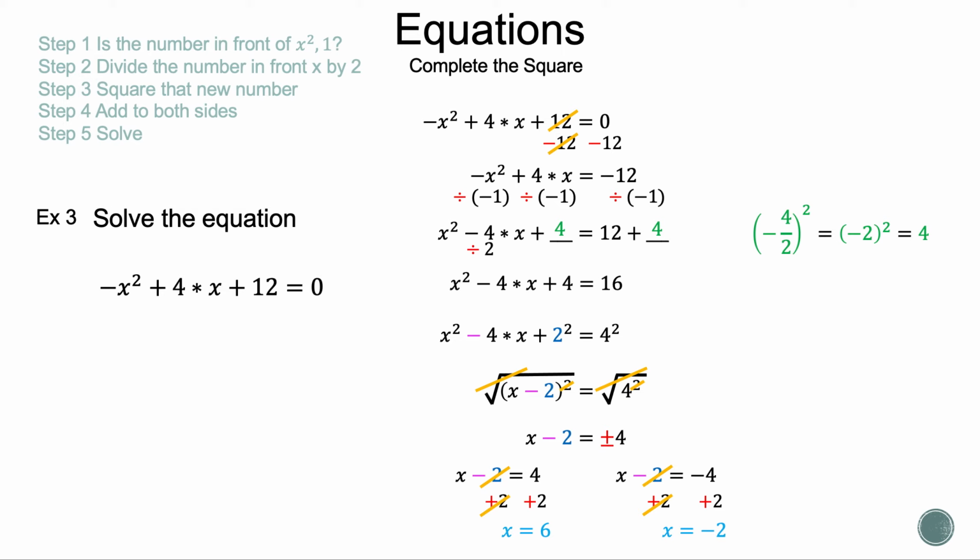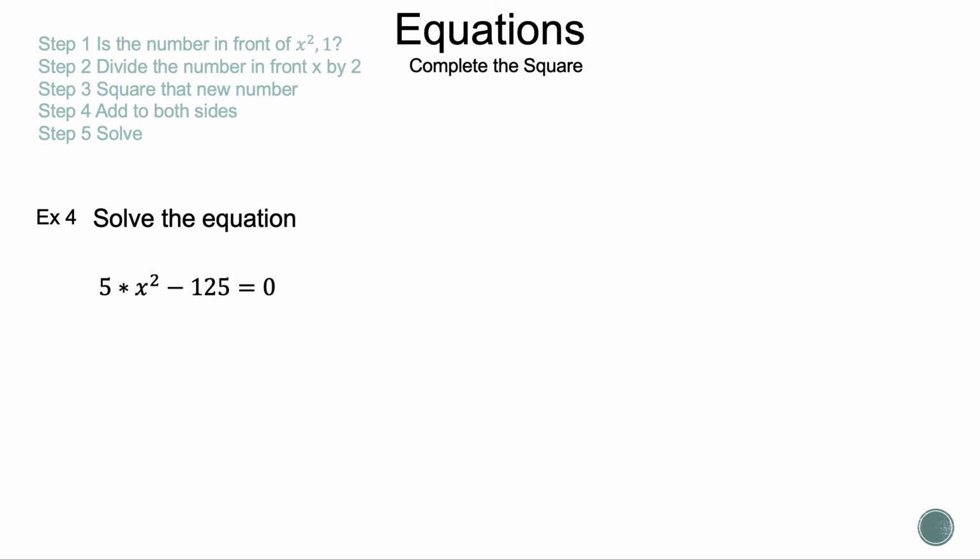That is example 3. Let's move on to example 4. Now let's read the question. Solve the equation 5x squared minus 125 is equal to 0. Wait a minute. We don't have a middle term. In this case, we are lucky, so we can actually go ahead and solve it a different way. Let's rewrite the equation down. And now, since we're solving for x, we still need to move the minus 125 to the other side.